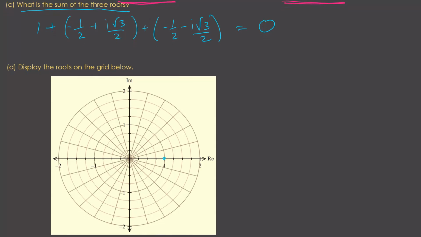So one of them is here. One of them is going to be here. And the third one is going to be just here. And if you think of those as vectors, you can see why they all cancel out to give 0. And note, this is always the case, this symmetry with these roots of complex numbers.